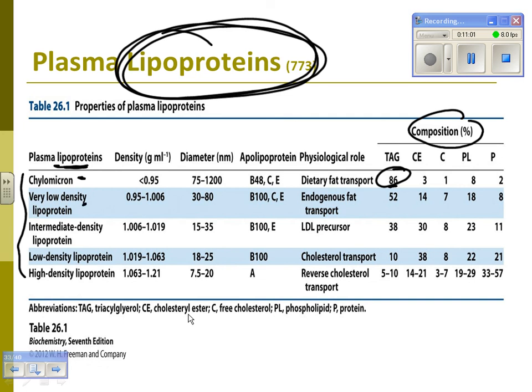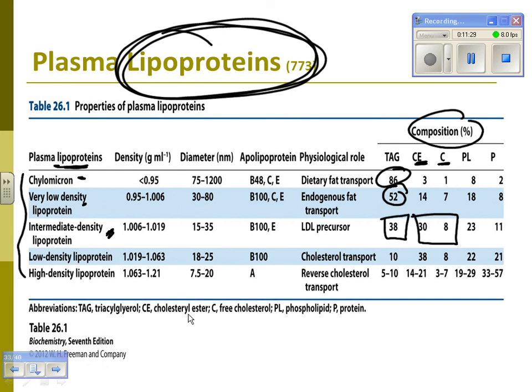VLDLs, these guys here, are mostly fat as well. About half fat, half other stuff. Intermediate, or IDLs, are going to be equal fat and cholesterol. Because to figure that out, that's fat. Cholesterol is a combination of cholesterol esters plus cholesterol. So it's those two combined. So it's 38 and 38.